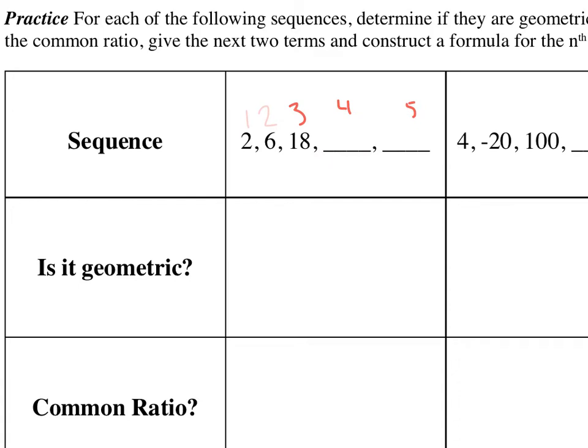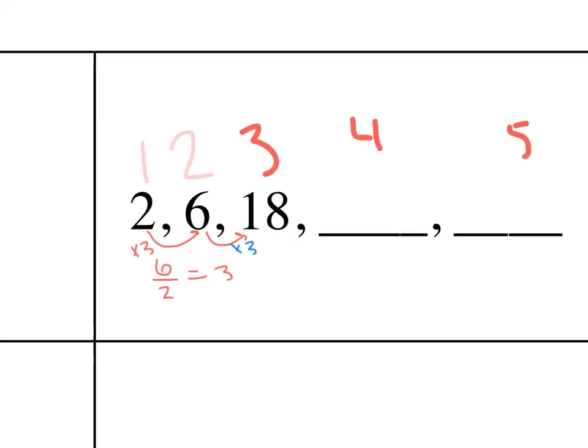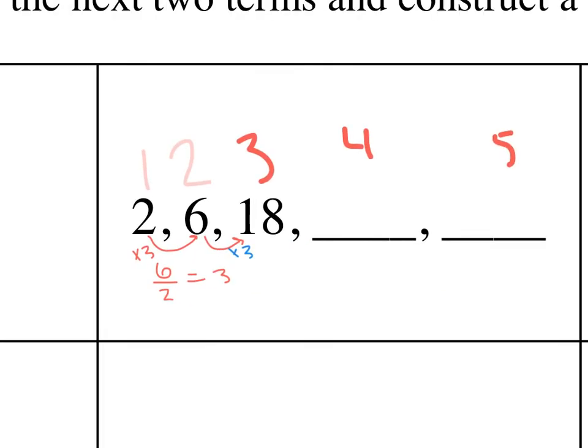The first thing we need to ask ourselves, how am I multiplying from 2 to 6? I can just do 6 divided by 2, and I get 3. That is my common ratio. I'm just multiplying by 3. And I can double check myself. What is 6 times 3? Boom, it's 18. So now I ask myself to find my next two terms. What is 18 times 3?